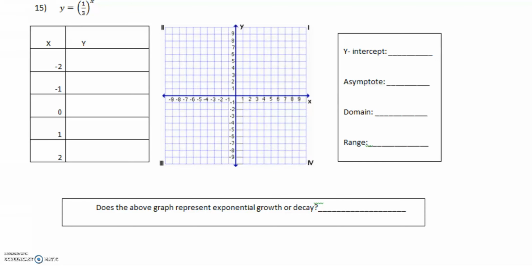My next graph is y equals (1/3) to the x. And so just like the last time, I am going to plug the numbers in for the exponent. So (1/3) to the negative second, (1/3) to the negative first, (1/3) to the 0th, (1/3) to the first, and (1/3) to the second. That looks like a 1, sorry about that.